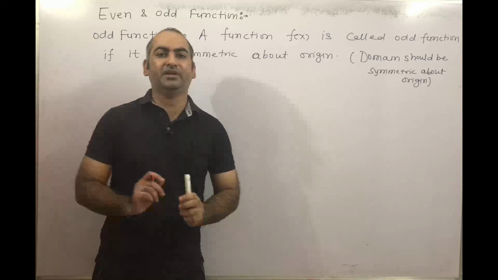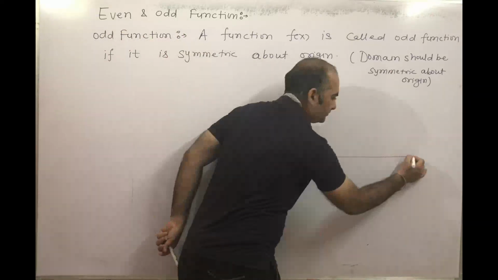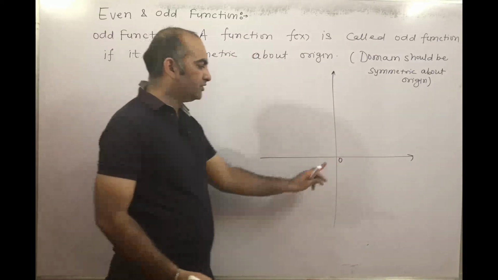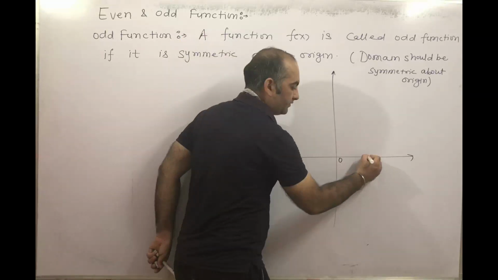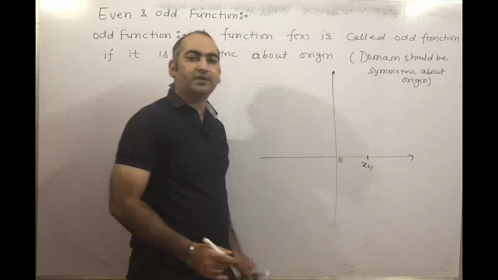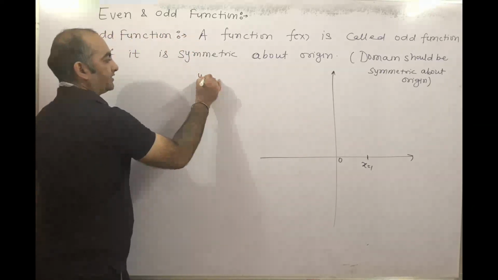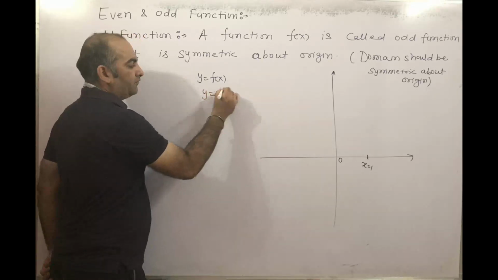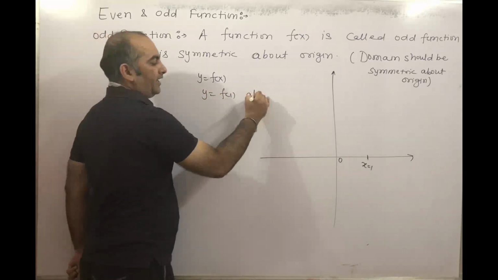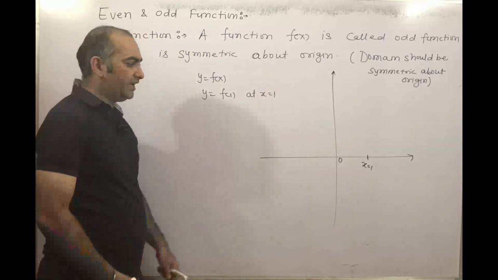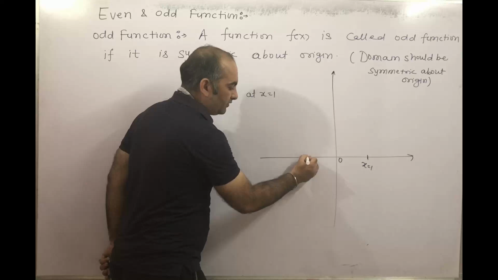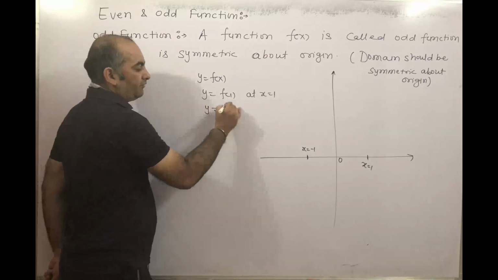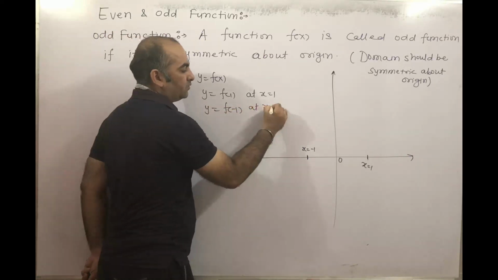So what is the meaning of symmetric about origin? We are taking, this is x-axis, this is y-axis, and this is origin. Suppose from origin we are taking one distance away. So one distance away, what will come? x equal to 1. With respect to 1, y equal to f(x), so y equal to f(1) at x equal to 1. Same distance if I go to the left-hand side, x equal to -1. With respect to -1, y equal to f(-1) at x equal to -1.